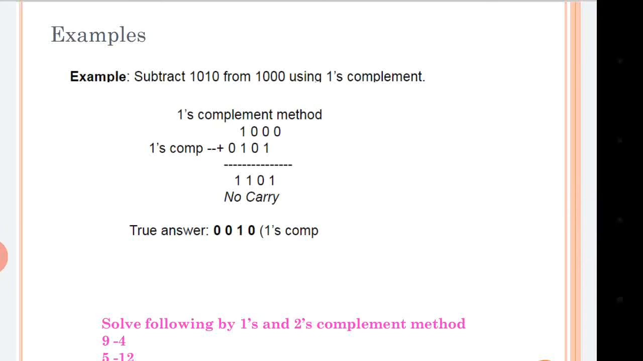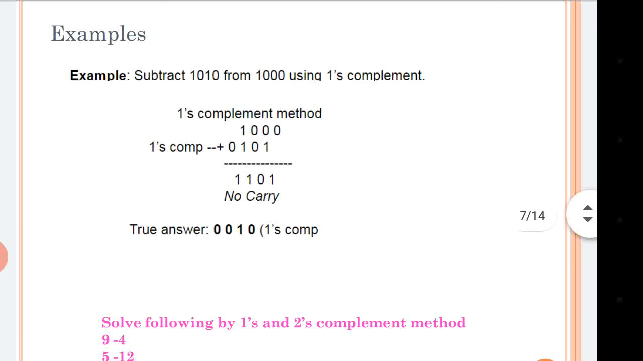Example is to subtract 1010, that is 10, from 1000, that is 8, by using 1's complement method. So b is 10 and a is 8 over here. 8 minus 10, so 8 I have written as it is. I have to find out 1's complement of b. So 1's complement of 10 is 0101, then add. While adding this, carry is not generated.